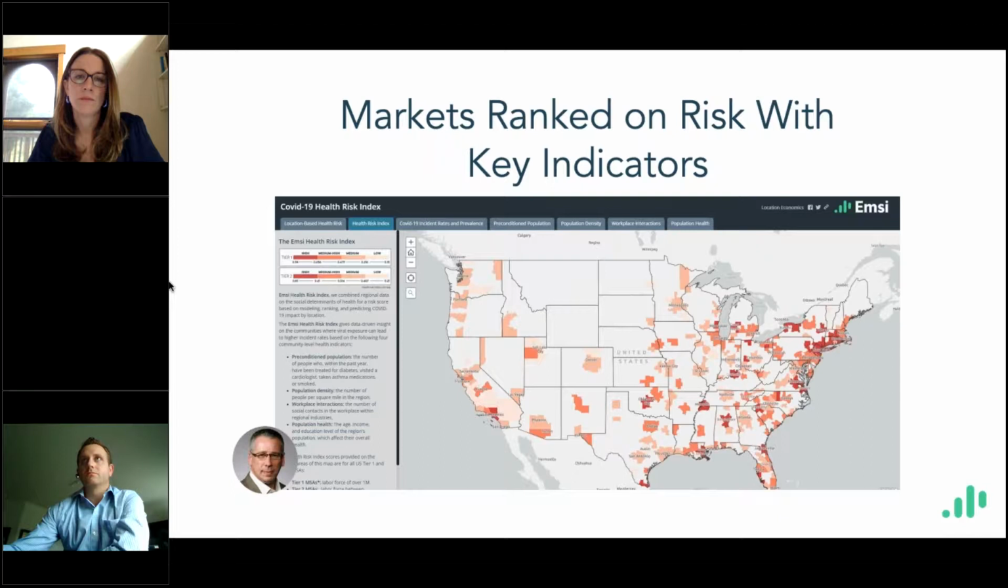This also allows site selectors to assess locations and risk with accuracy, getting people to the right location for their own business success.